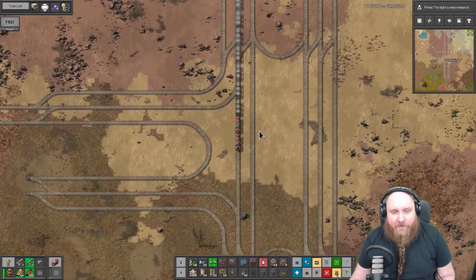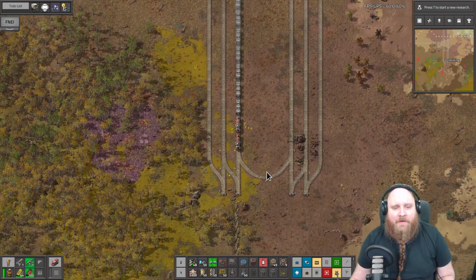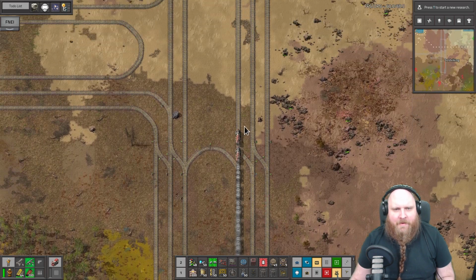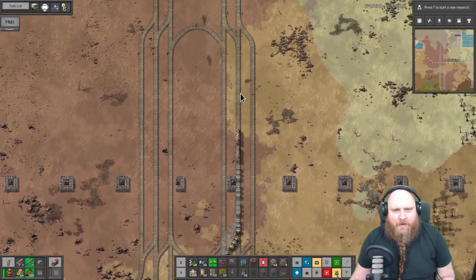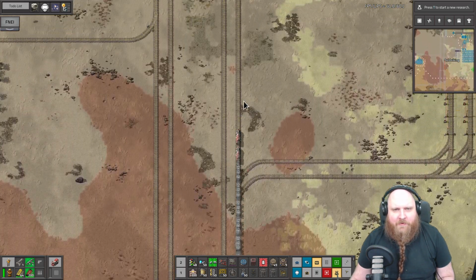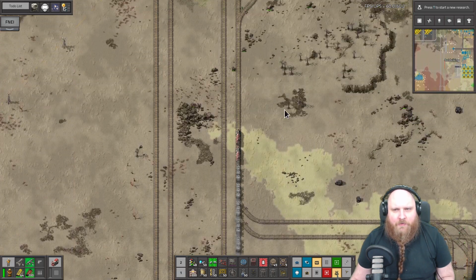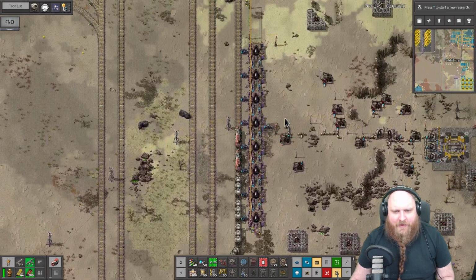But the one after the intersection. This one over here. And then around we go. And then we can merge back over here. And then we should be able to go to the place where we need to be. Right over there. There we go.